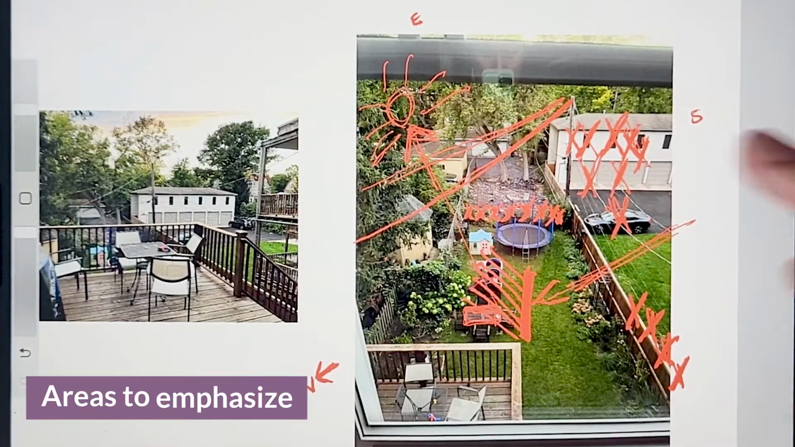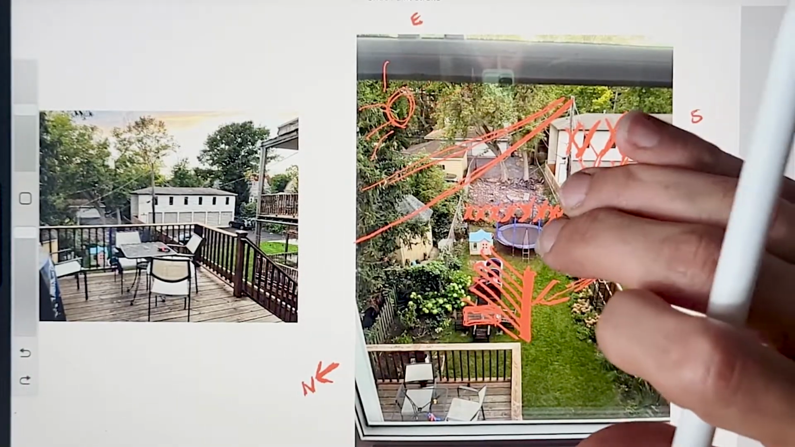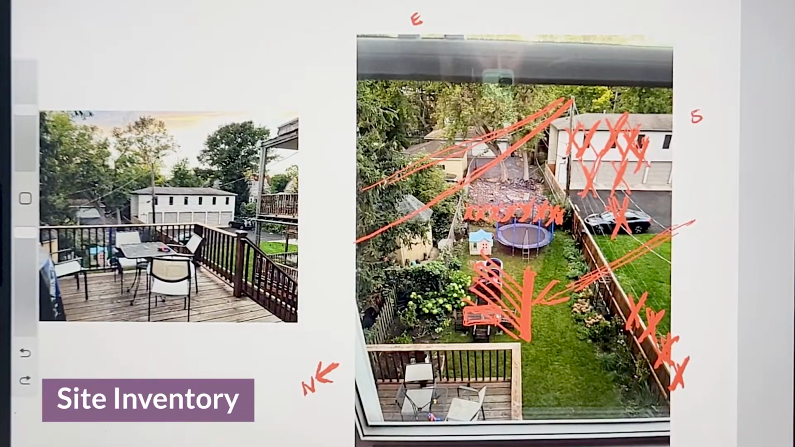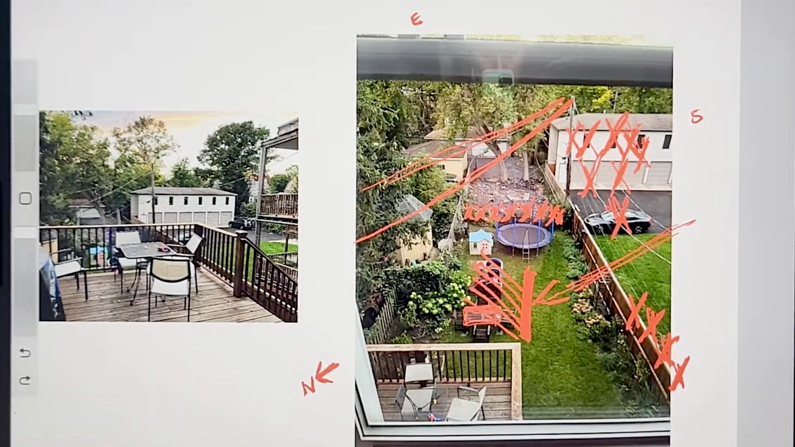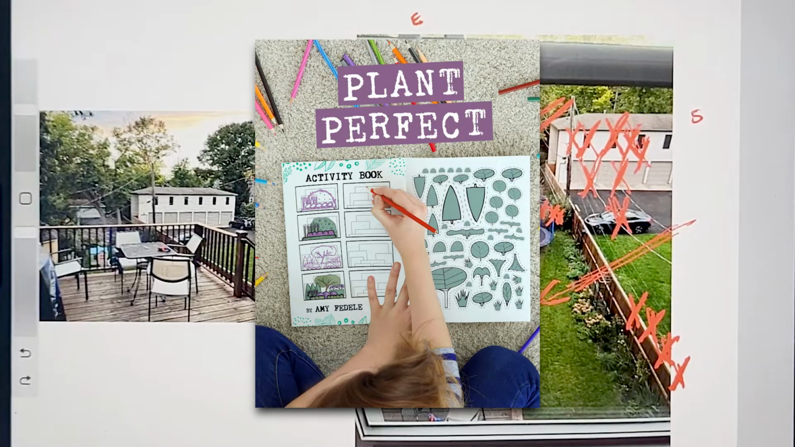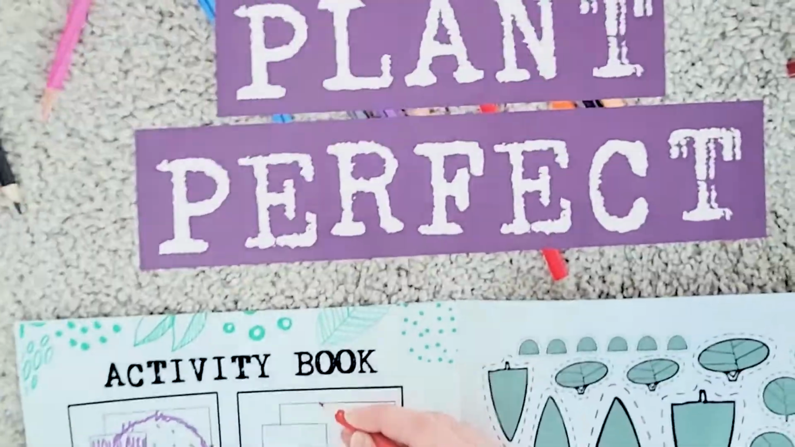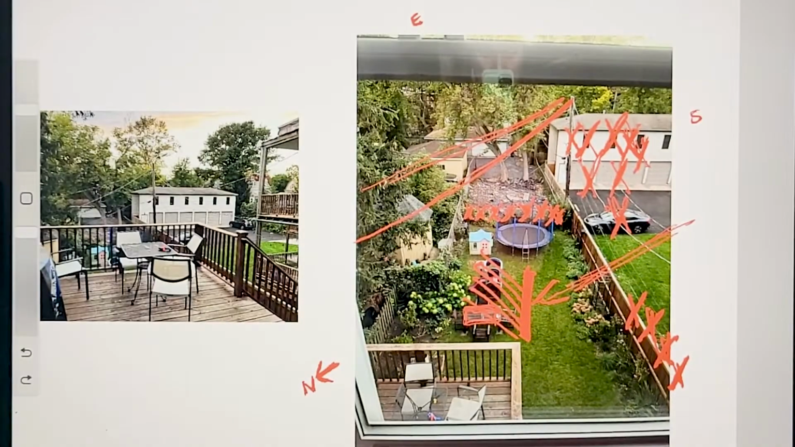The other things that you want to think about when you're going through this process are external things. Usually I call this a site inventory, and inside of my Plant Perfect activity book, I have an entire area that covers how to go about a site inventory. But this book is awesome. I put it together so that you can go through this entire process with me. I highly recommend grabbing a copy of it, and it'll show you that entire site inventory process.